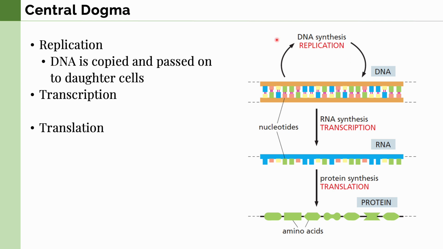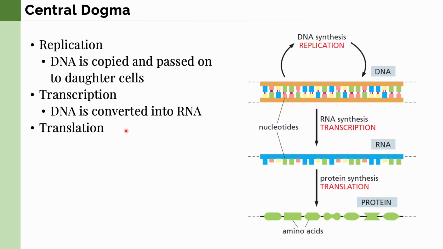Next we have transcription. In the real world, when we transcribe something, we are converting the same language into another form. So you might convert spoken language and transcribe it into its written form. The same thing or a similar thing happens in the cell, in which one form of nucleic acid is converted into another form. In this case, DNA is converted into RNA.